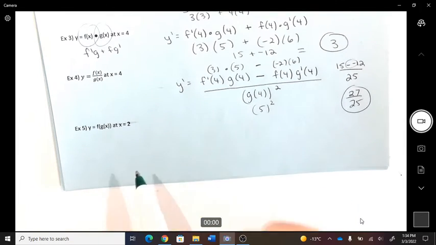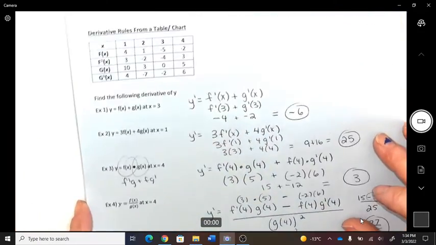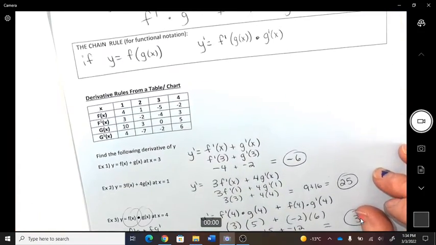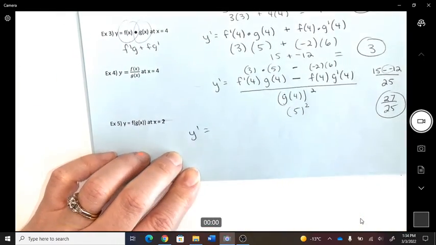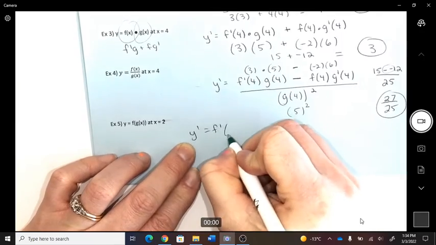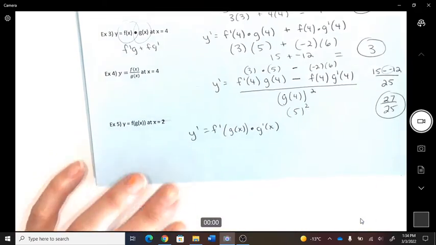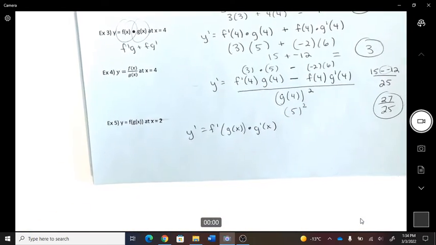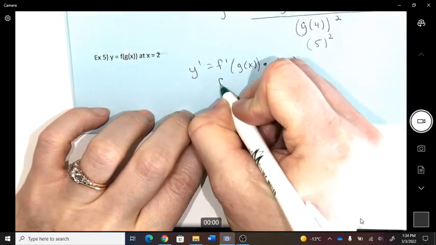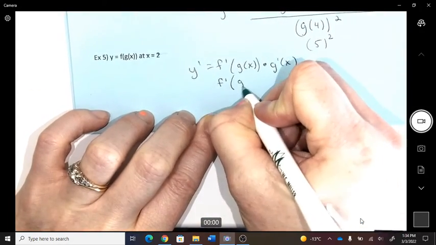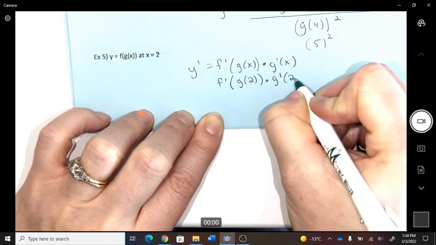Okay, so number 5 was the new rule today. Okay, so this one that we did in the box, I'm just writing it out, but you can see it on your paper here. Okay, so how does this one work? So we're going to do the f prime at g of 2 times the g prime at 2.